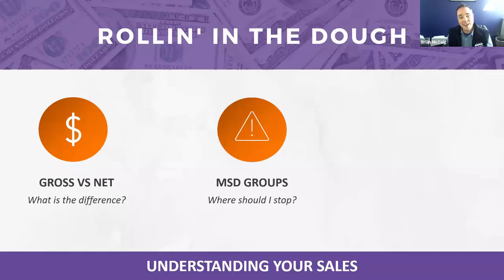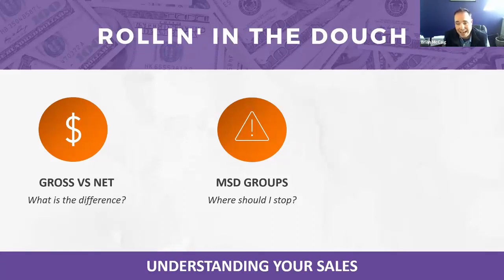All right, next thing I want to talk about is MSD groups and where should I stop. So MSD stands for Master Sales Departments, and this is really referring to the different categories you have set up to categorize your sales. So you might have NA Bev, wine, food, bottled beer, draft beer. Depending on your concept, this is going to be a different set of categories.